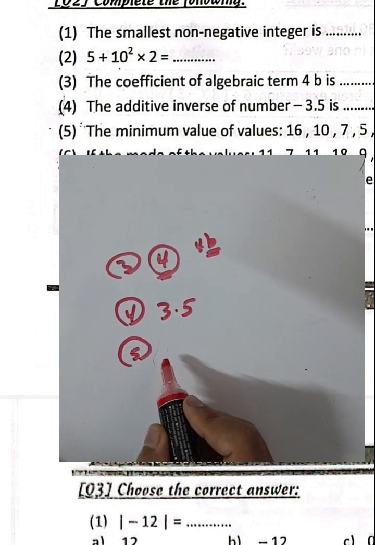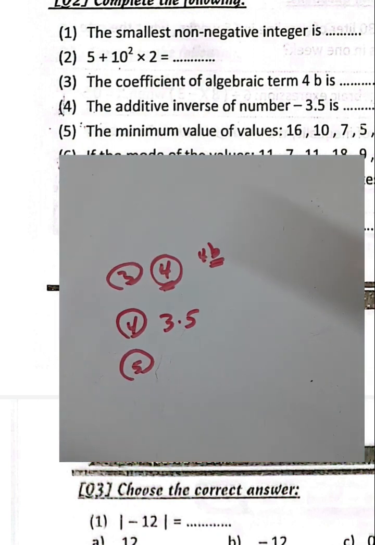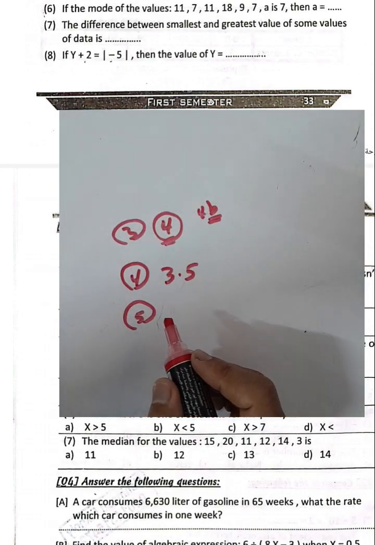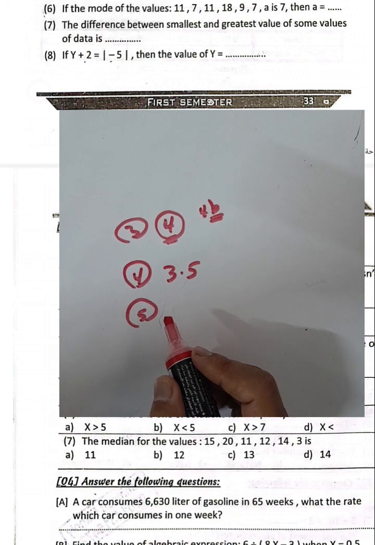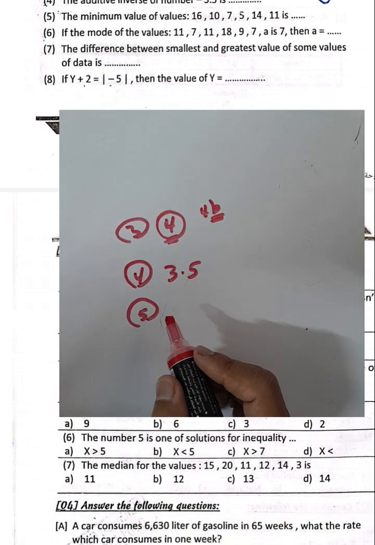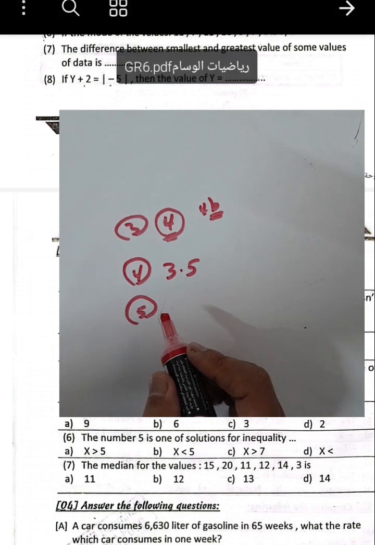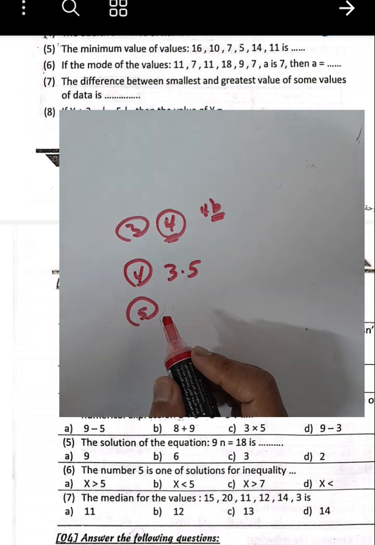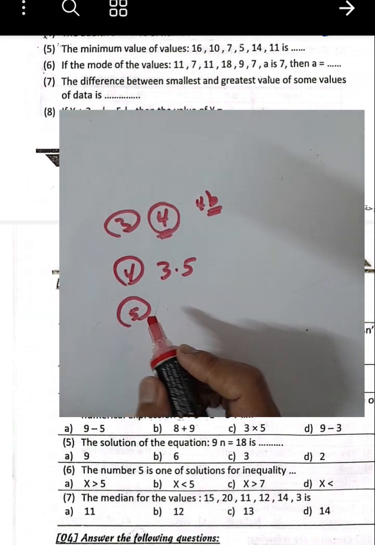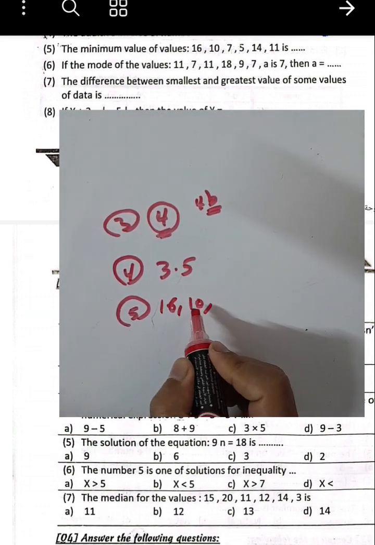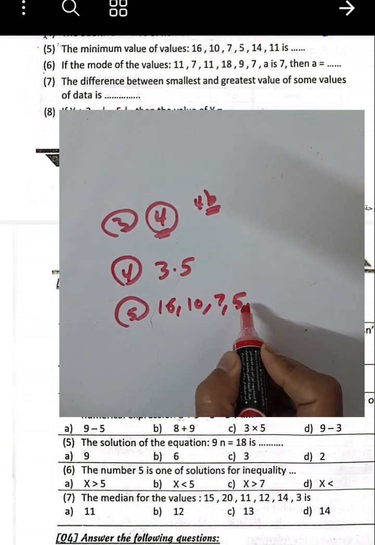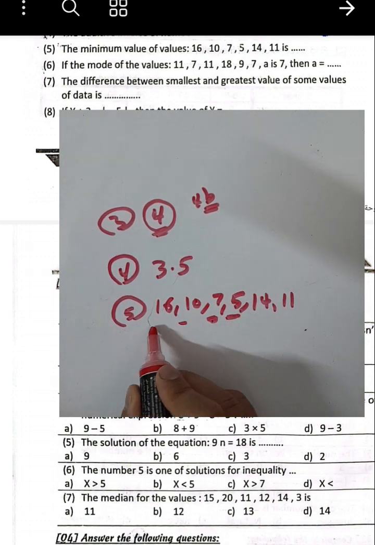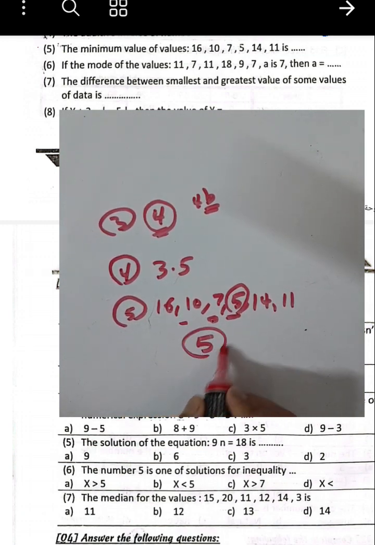Question 5. The minimum of the values. We have 16, 10, 7, 5, 14, 11. The minimum here will be what? The smallest number will be 5. The minimum value will be 5.